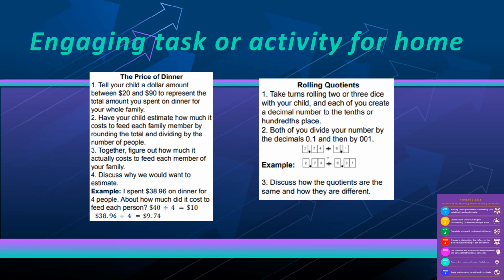The second activity highlighted is called rolling quotients. Family members will take turns rolling the dice to create their numbers. Then they divide that number by both 1/10 and 1/100th. The discussion following should include place value and why the digits in their quotient have that value.